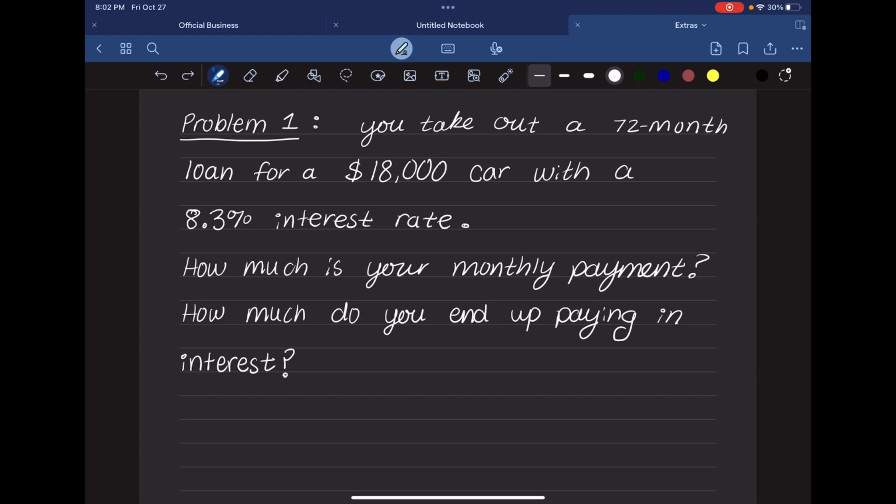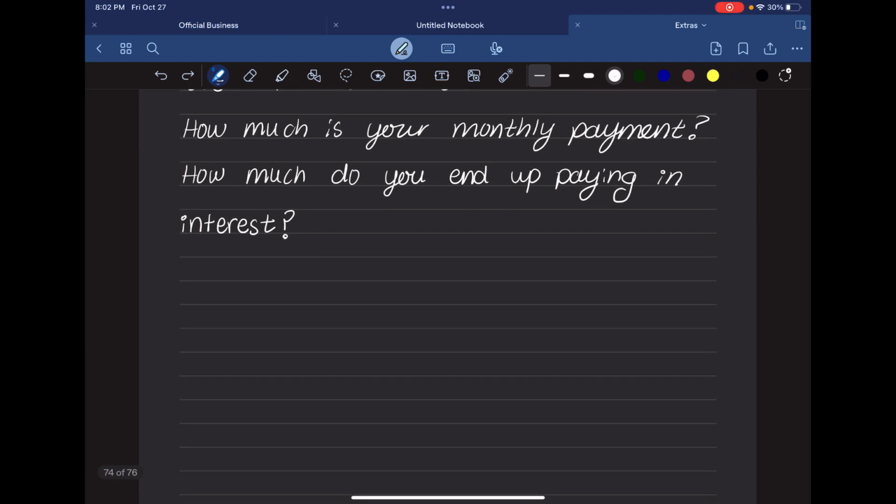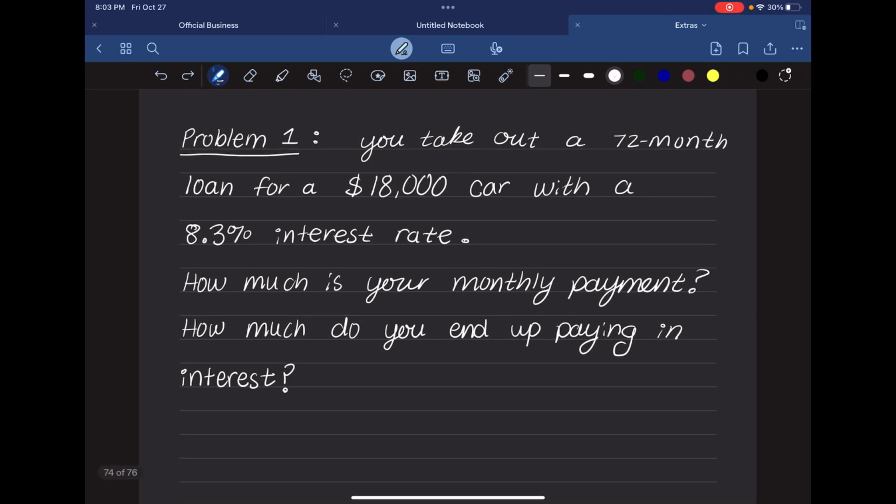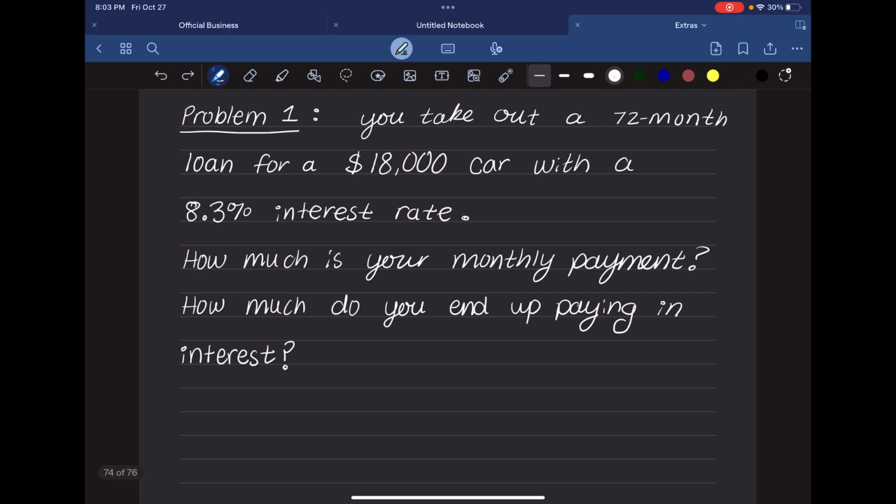So the first problem is we take out a 72-month loan for an $18,000 car with an 8.3% annual interest rate. We want to figure out how much our monthly payments are going to be and how much we end up paying in interest over the entire loan. So we can treat this just like a payout annuity. It's basically the same formula.